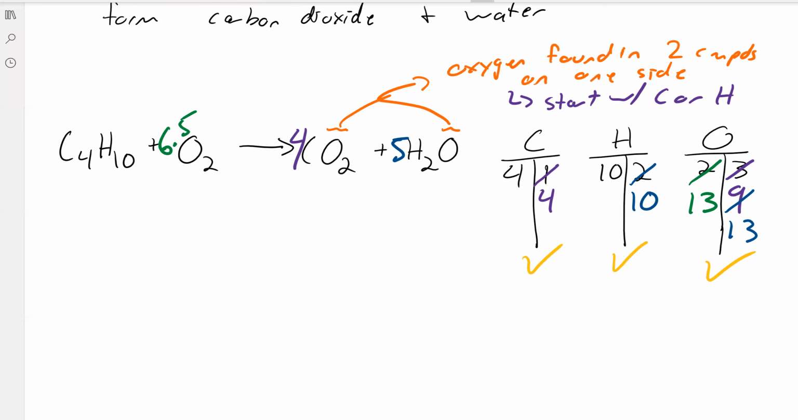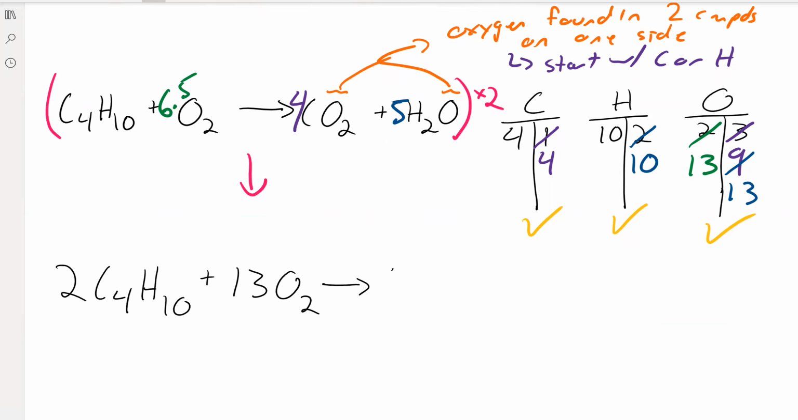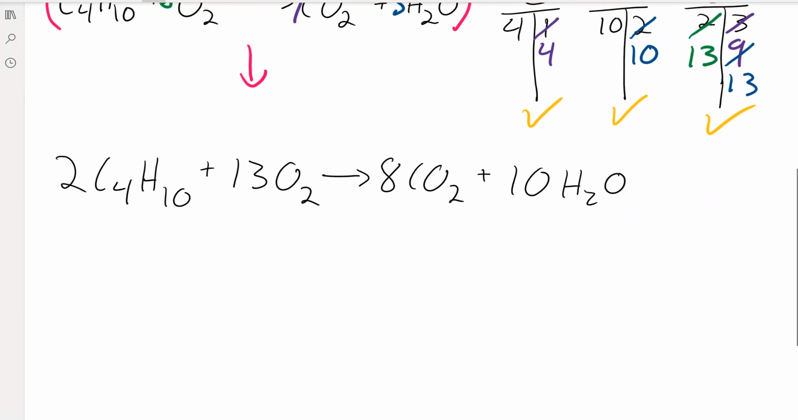Balanced, balanced, balanced. However, I can't have half of a molecule of oxygen. That doesn't make any sense. So I need to multiply the whole equation to make it a whole number. So what I'm going to do here is multiply this whole equation times 2. So now I'm going to have 2 C4H10. Now I'm going to have 13 O2s. Note that now we have a whole number there. 8 CO2 and then 10 H2O. And that'll be my final equation.